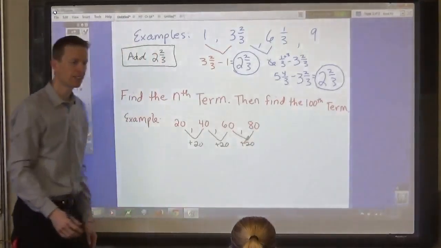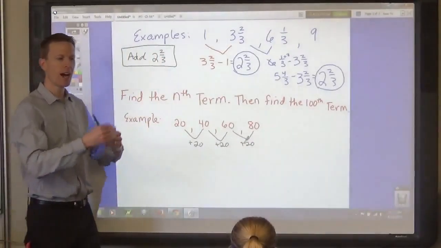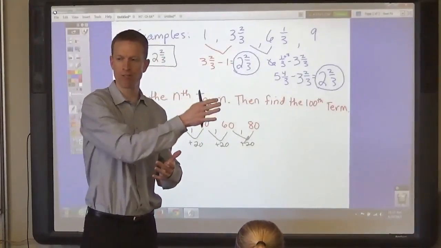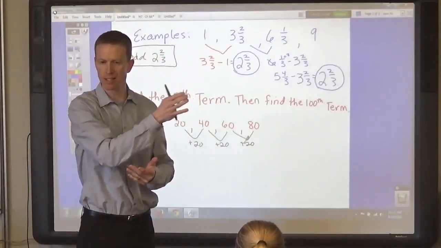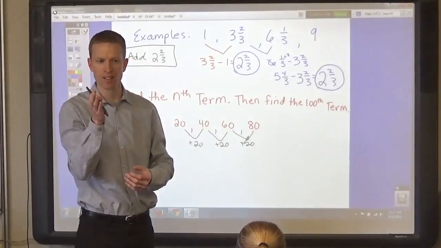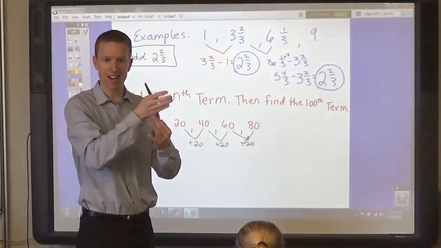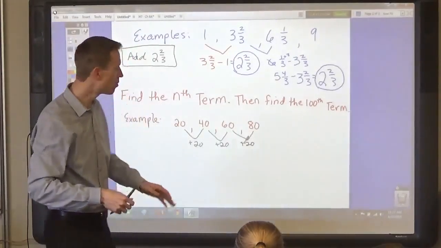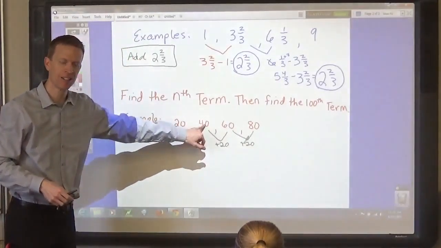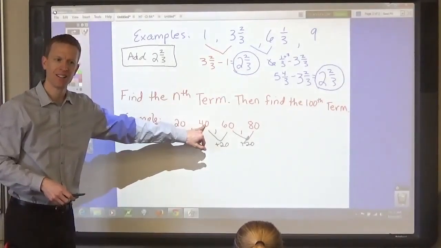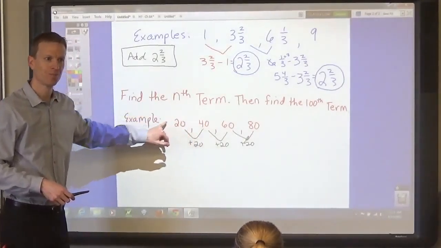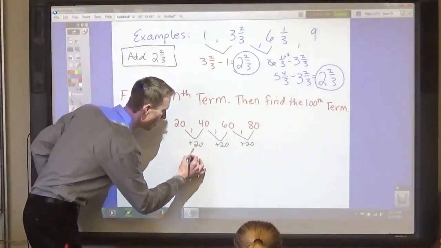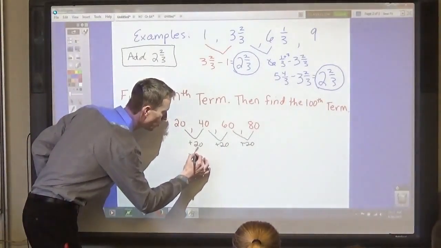Notice that we're adding the same number. When you're adding the same number, if we added 5 plus 5 plus 5, that's the same as 3 times 5. Could we use multiplication to get this term? How could we use multiplication? Oh, times 2. 20 times 2, right. So we could multiply by 2.